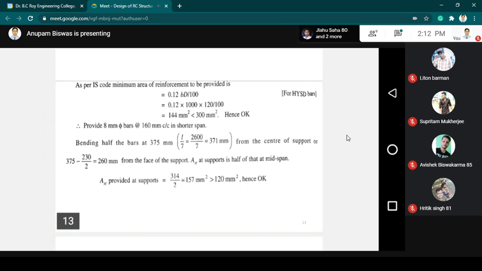So we can either calculate from the center of the support, that is L by 7, or we can also calculate from the face of the support, that is at a distance of 375 minus half of the width of the support. So from the face of the support, that is AST, so half of the bars could be bent up. So half of the bars means 157 mm square. So since it is more than 120 mm square, it is okay.